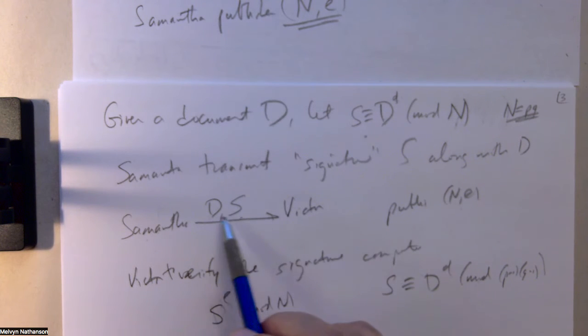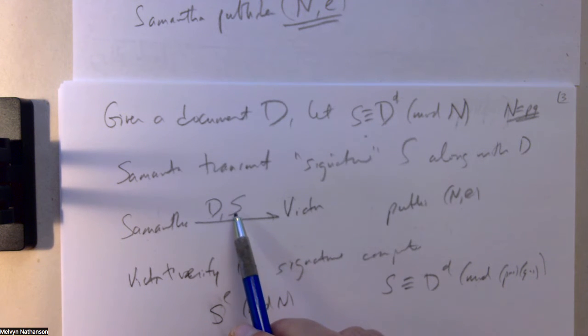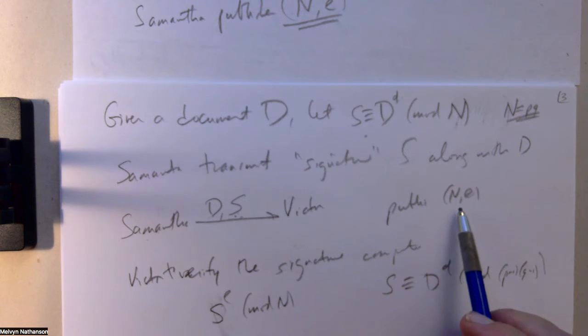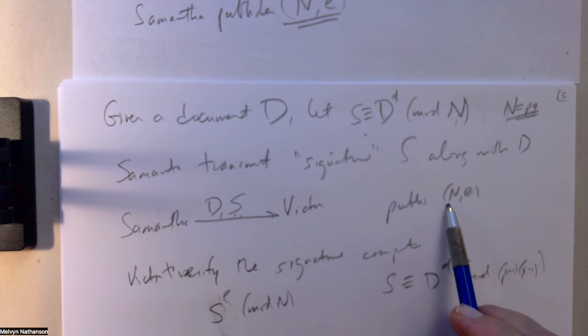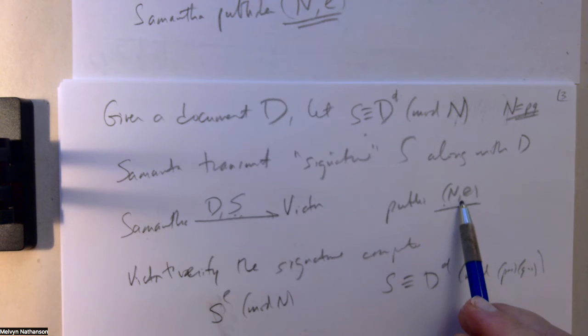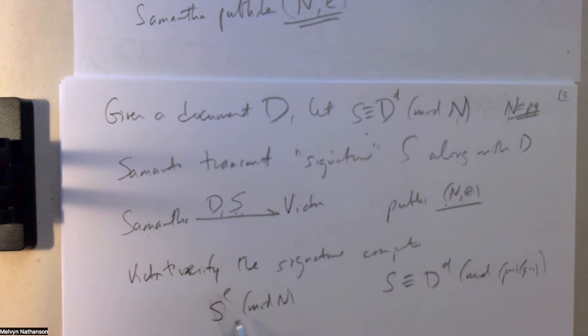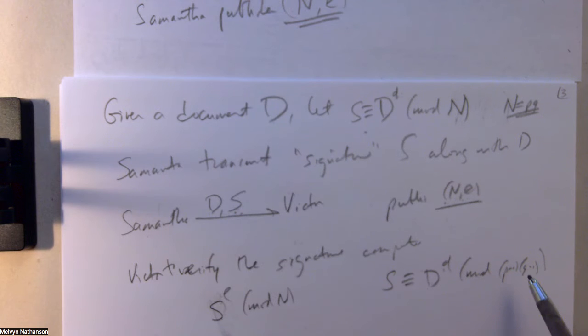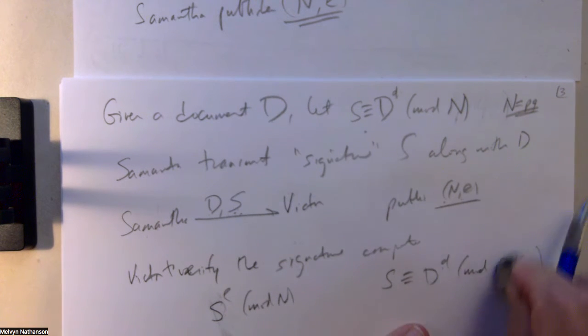And Samantha sends the document along with her signature, encrypted. How does Victor verify that this is really her signature or determine if it is or is not? As follows. Victor takes S and raises it to the power E. E is one of the two numbers that Samantha has made public. She makes public capital N and little e. So you compute S to the E mod N. But S, the way it was encrypted by Samantha, is the document to the power d mod N.